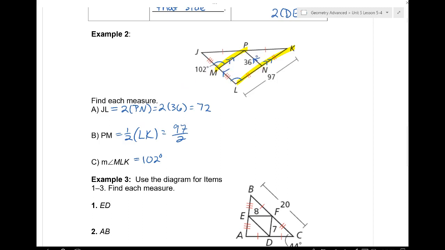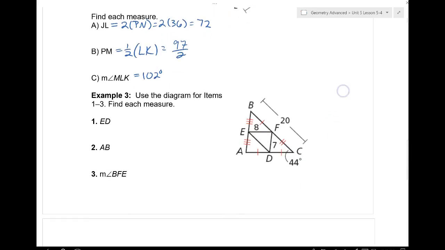All right. Example 3. Guys, fill it in real quick on your own.